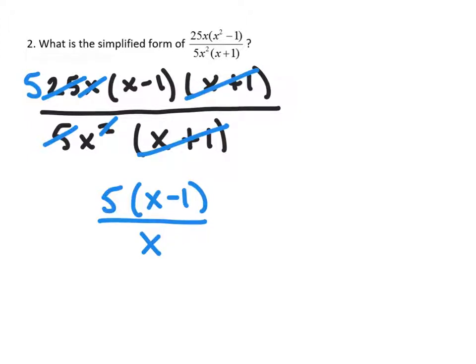Now some students think that they can divide this by this, but you can't. That top x is definitely connected to the minus 1. So you cannot cancel this. This would be the final answer.